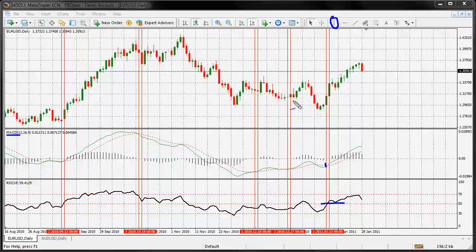Now, same for the short signal. So this one would have been okay to take. This one would not have been okay because the RSI is below 50. This one I would not have taken because again the RSI is below 50. Here's another short trade. I would not have taken that because the RSI is above 50.